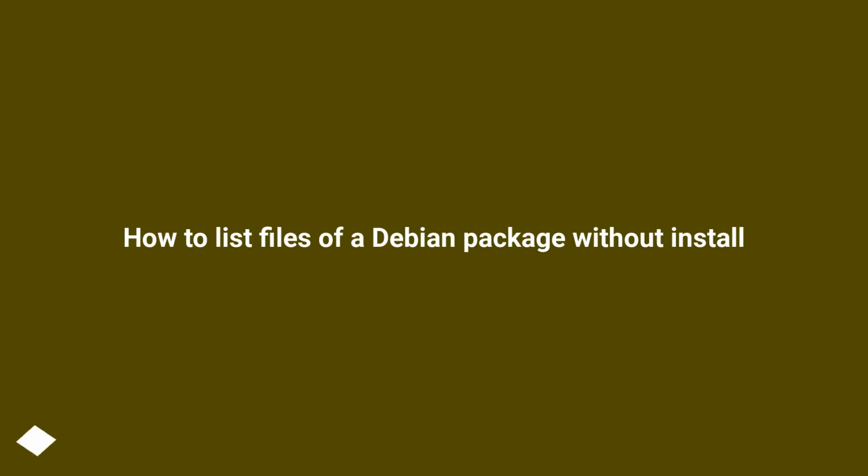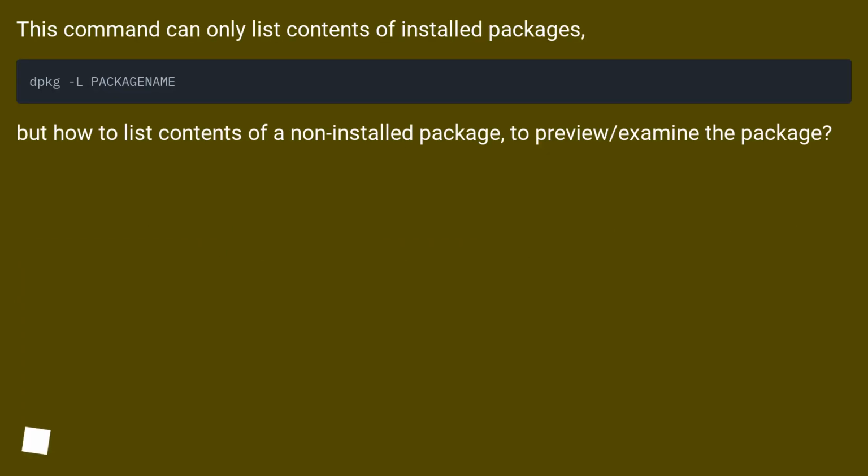How to list files of a Debian package without install. This command can only list contents of installed packages. But how to list contents of a non-installed package, to preview or examine the package?